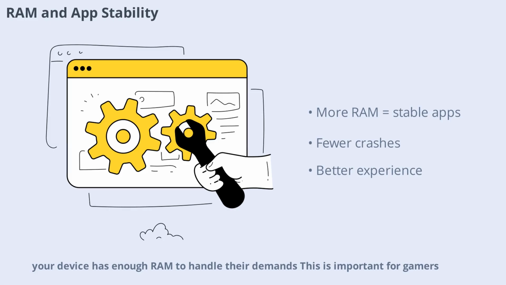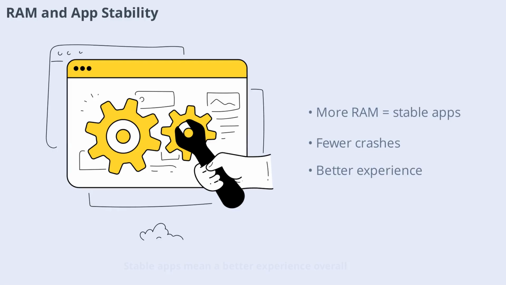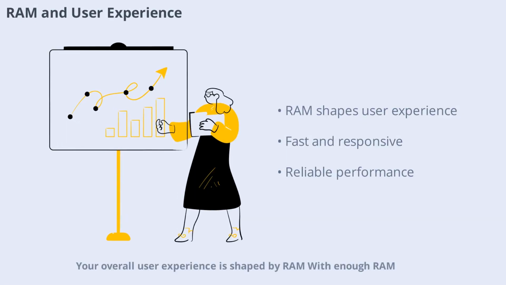This is important for gamers, professionals, and anyone who relies on their device for work or entertainment. Stable apps mean a better experience overall. Your overall user experience is shaped by RAM. With enough RAM, your device feels fast, responsive, and reliable. You can enjoy games, apps, and multitasking without any issues. If you want the best experience, make sure your device has enough RAM to keep up with your needs.